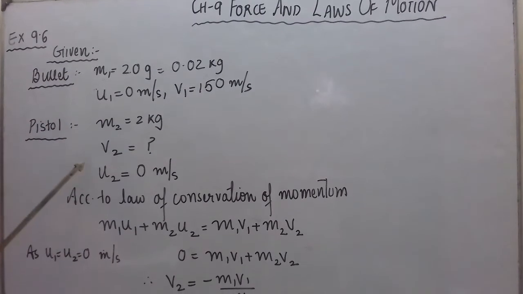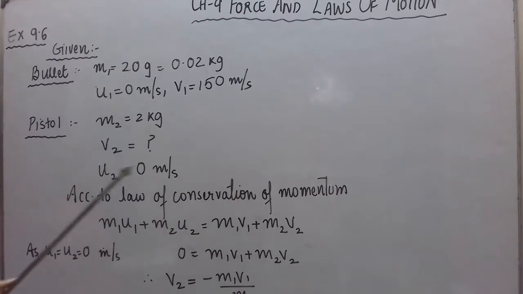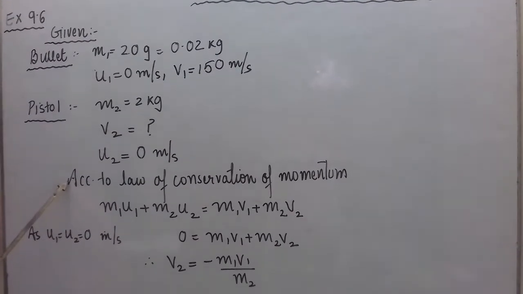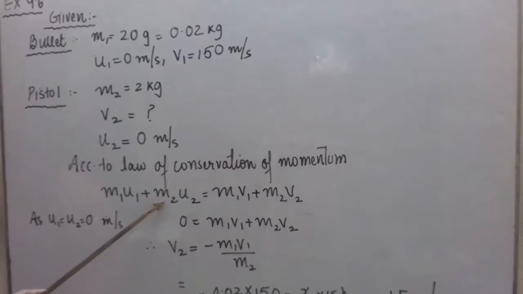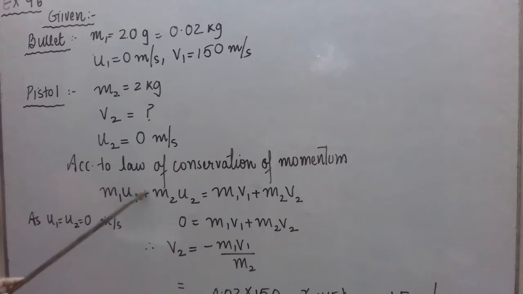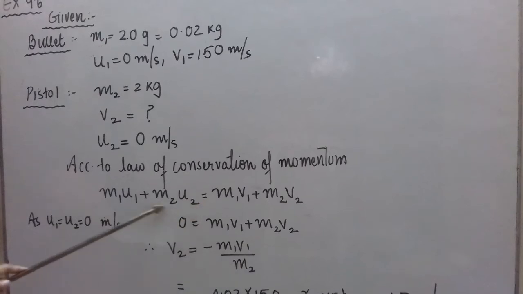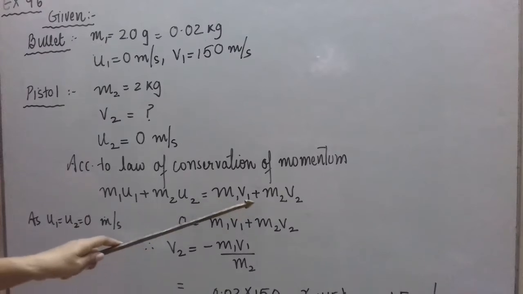And we know we can do this by using the law of conservation of momentum. According to this law, total initial momentum will be equal to total final momentum in case no external unbalanced forces act on the system. So here M1 U1 plus M2 U2 is equal to M1 V1 plus M2 V2. This is the initial momentum of the bullet. This is the initial momentum of the pistol. So this is the total initial momentum, which is equal to the final momentum of the bullet plus the final momentum of the pistol.